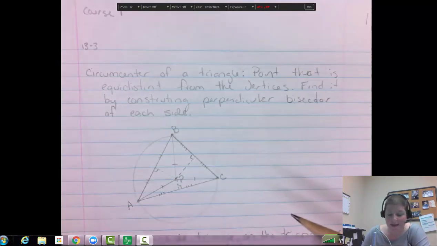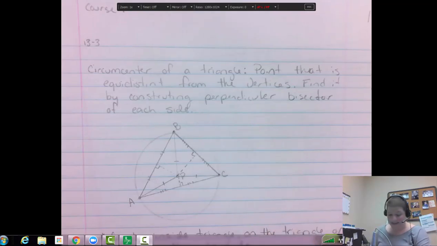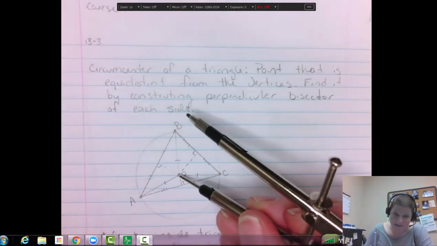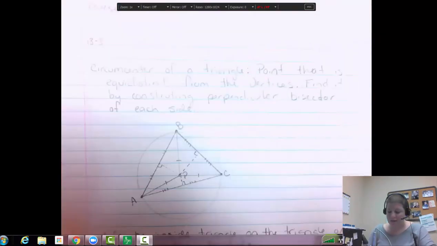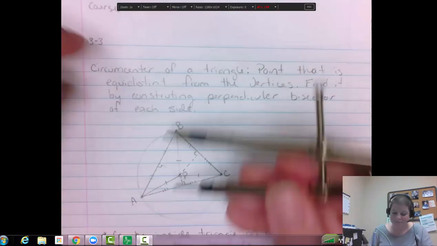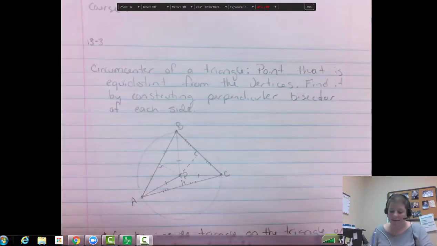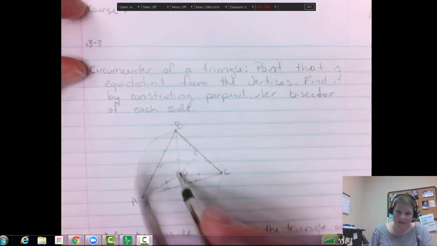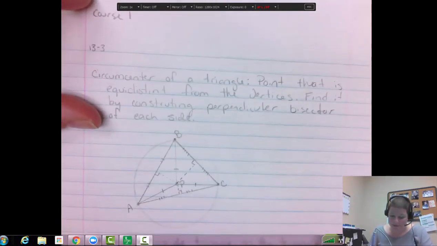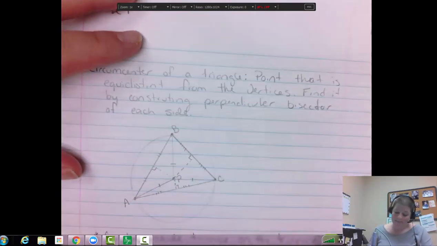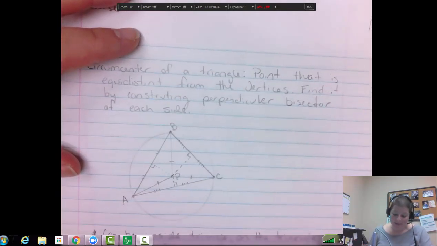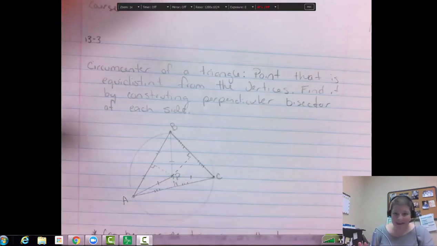that point. And what's super cool about this is you can set your compass to the center and to one of your vertices, and you could draw the circle around that you can see on my example. So the thing about this one, though, this center could be in a couple different places.